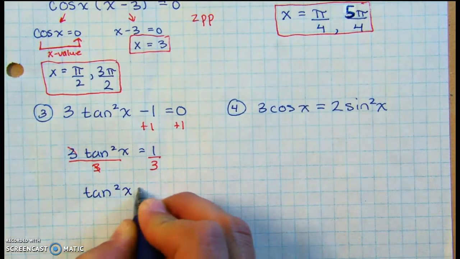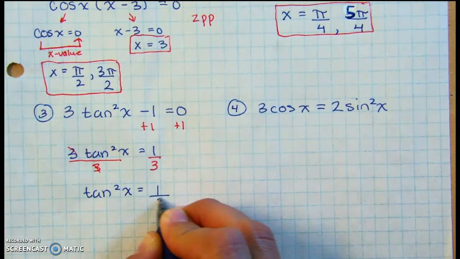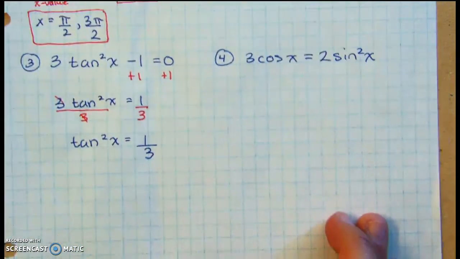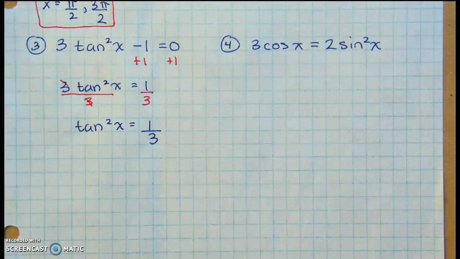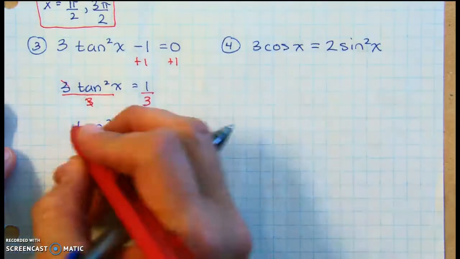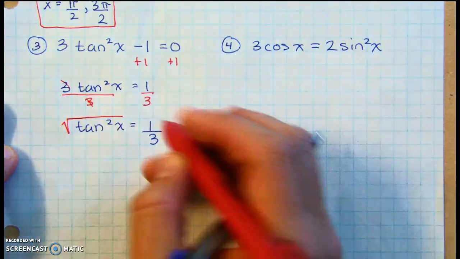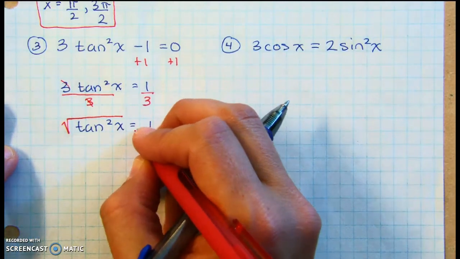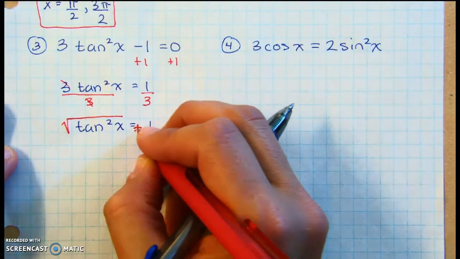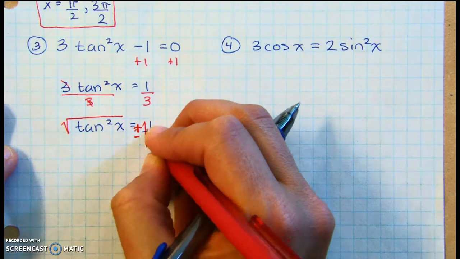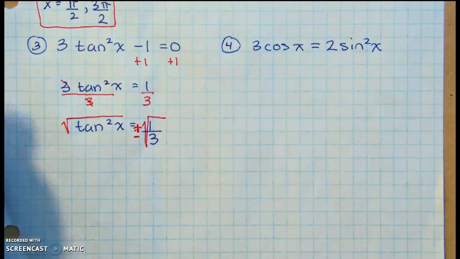So tangent squared equals 1/3. We still need to isolate the tangent, and it's being squared right now. So what's the inverse of square? Square root. We're going to square root that. Okay, when we square root and we're solving, we need to have a plus or minus. Square root of that entire fraction, like that.